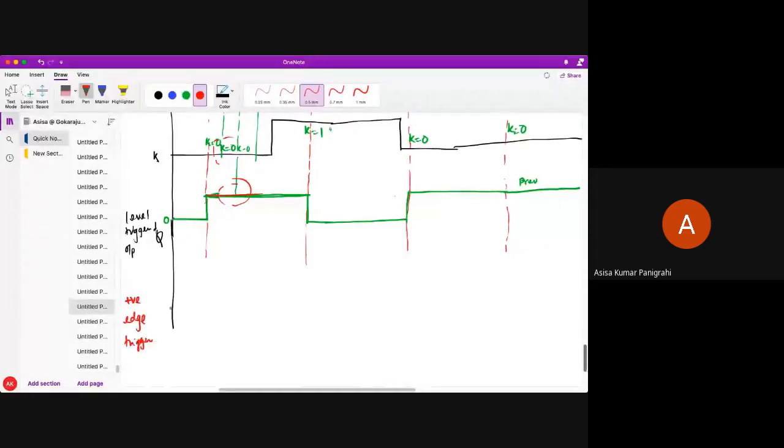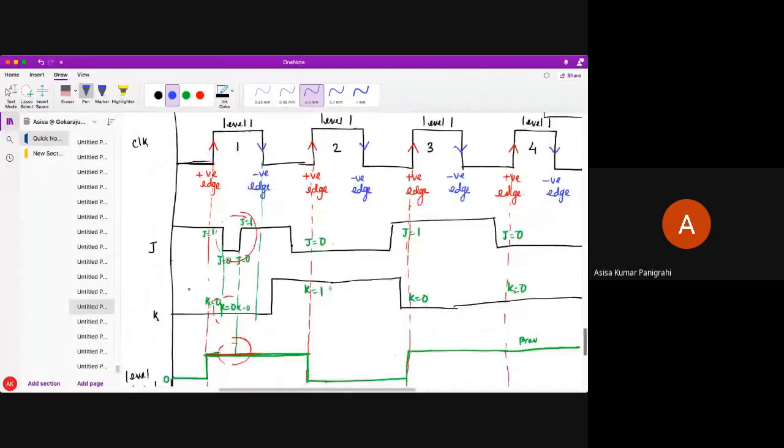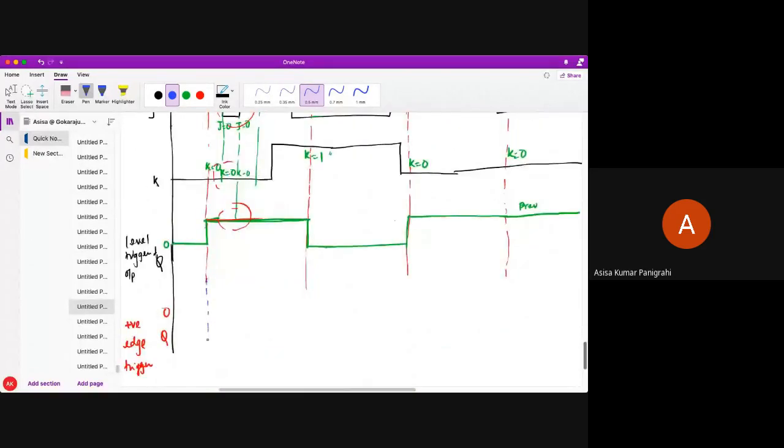So tell me, in positive edge triggered, my Q, what have I started with? 0 only, am I correct? I have started with 0 only. Here, when the positive edge comes, I'm just taking all these positive edges. So these are all my positive edges. Up to this, it has 0.